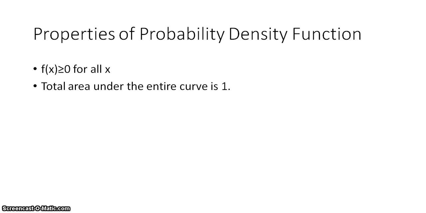A couple of properties of probability density functions. One is that the function must be greater than or equal to 0 for all values of x. Also, the total area under the entire curve, which corresponds to the probability of our sample space, is always going to be equal to 1. But notice that there is no condition that says that little f of x has to be less than or equal to 1. It doesn't. f of x can actually be greater than 1 for some values of x because it's not a probability.